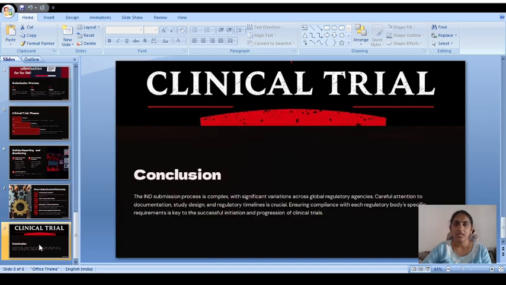And finally, the conclusion for this IND submission is that the process is complex, with significant variations across the global regulatory agencies. Careful attention should be given to documentation, study design, and regulatory timelines. Only then will the steps be completed on time. Ensuring compliance with each regulatory body's specific requirements is key to the successful initiation and progression of the clinical trials.